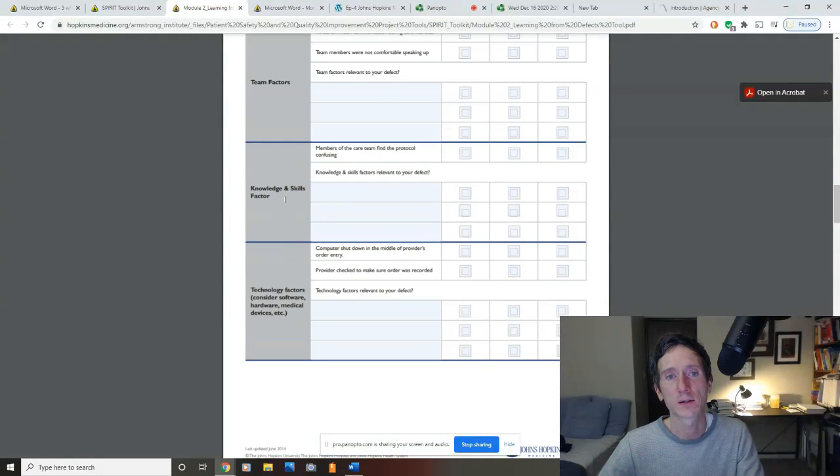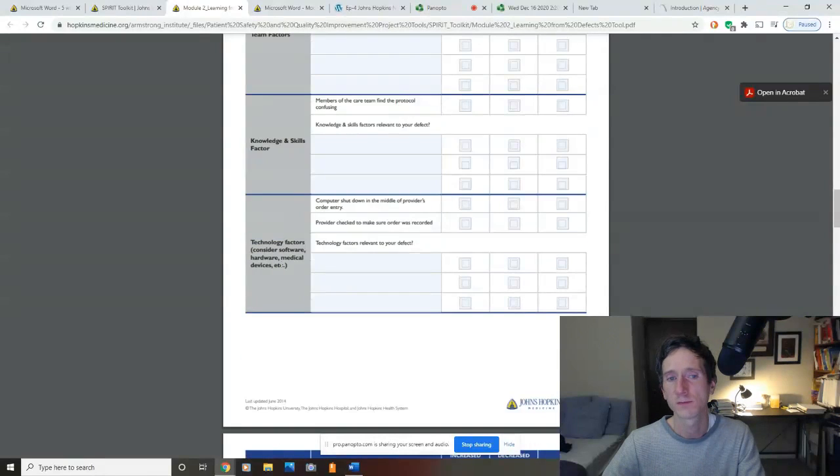Knowledge and skills factor. Did anyone find the protocol confusing on the team? Well, that's definitely going to inhibit the functioning of a knowledge base for the team and how critical it is for those links on the chain of care to be strong. So if someone is not really familiar with how to go about certain processes, that's going to be a problem. And there's technology factors, which are also really critical.